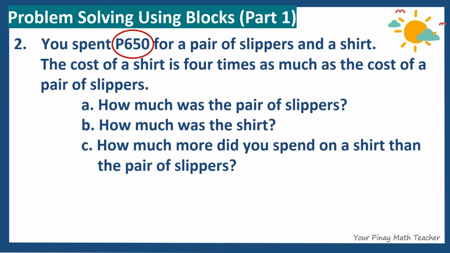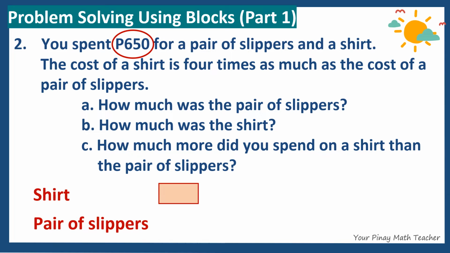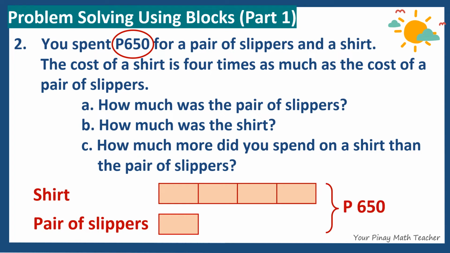You spent a total of 650 pesos for a pair of slippers and a shirt. Based on the second statement, the cost of a shirt is 4 times as much as the cost of a pair of slippers. This means that there are 4 blocks for the shirt and only 1 block for the pair of slippers, which gives us a total of 650 pesos. The question now is how much is the pair of slippers and how much is the shirt?